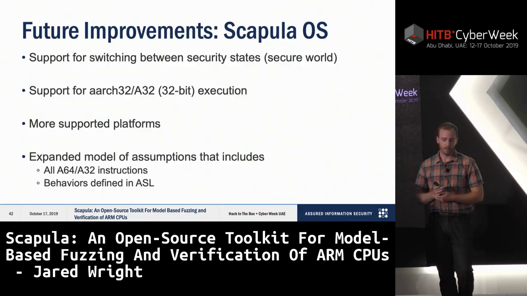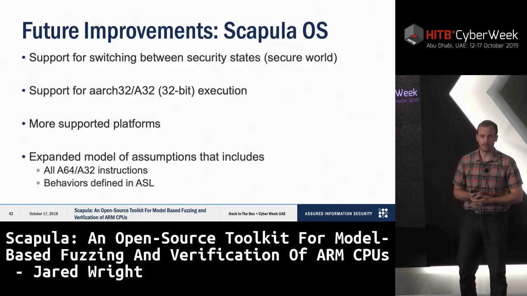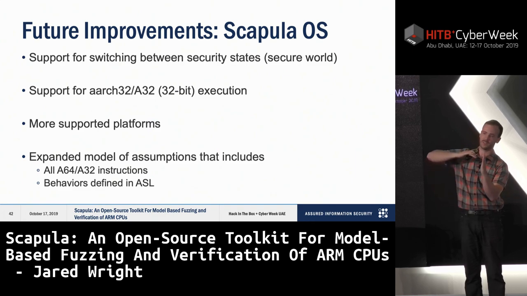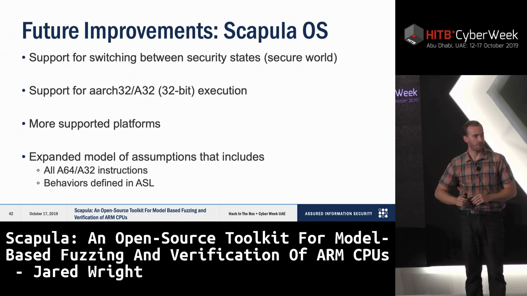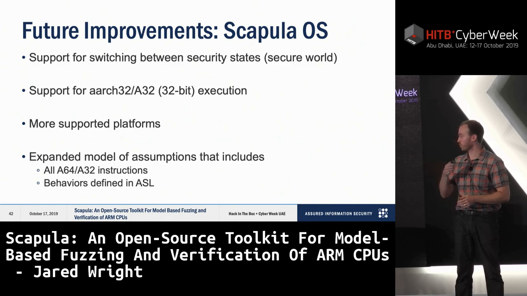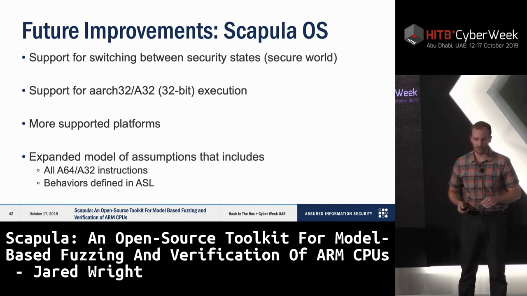So the first thing that would be really cool is if you could use the tool to switch between security states on ARM that are known as secure world and non-secure world. ARM has a privilege model, not just in terms of exception levels, but it also has a sort of sideways privilege model called the security state. So I'd love to add the ability to switch back and forth just as easily between the two security states. So you could test how does one operation work in secure world versus non-secure world.